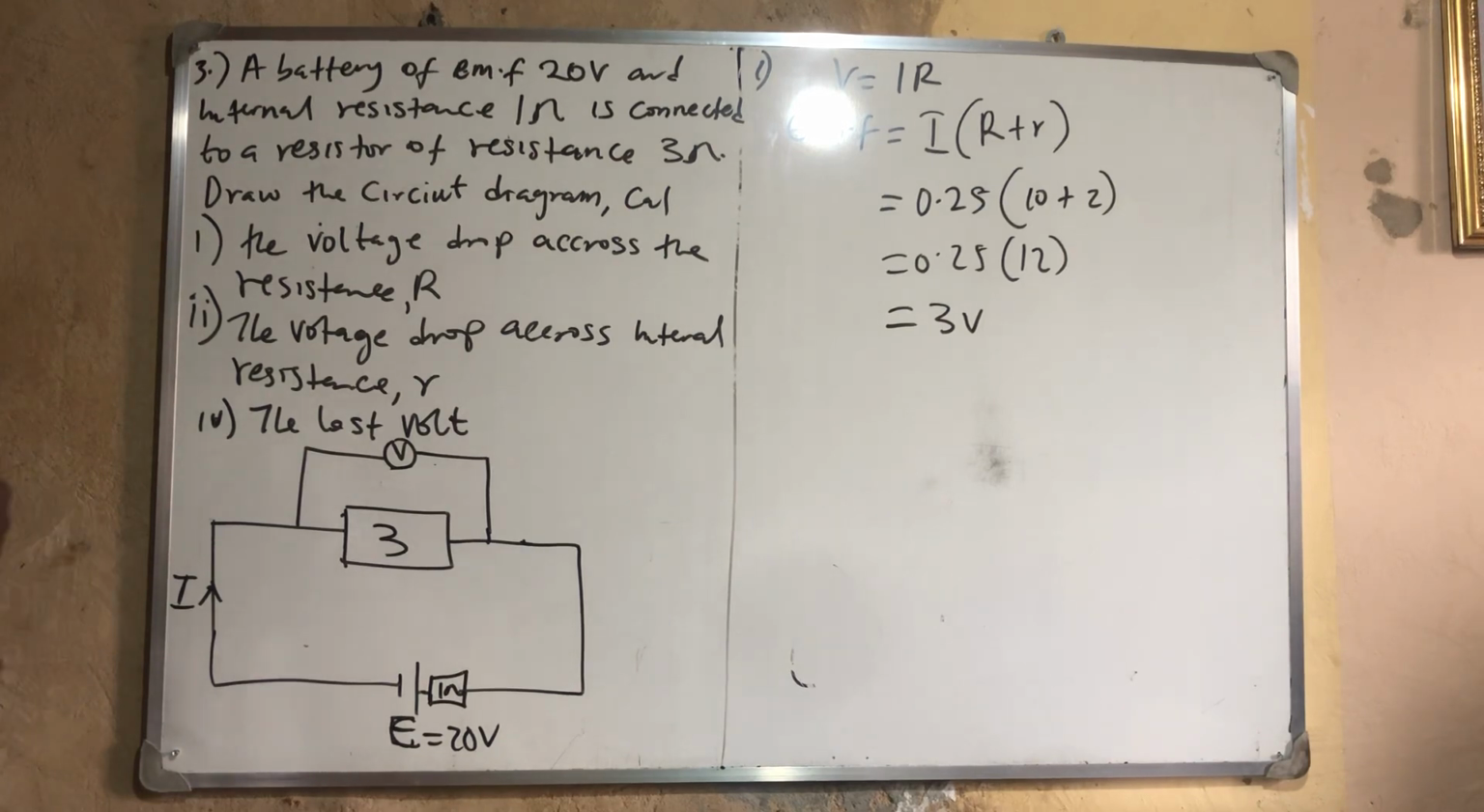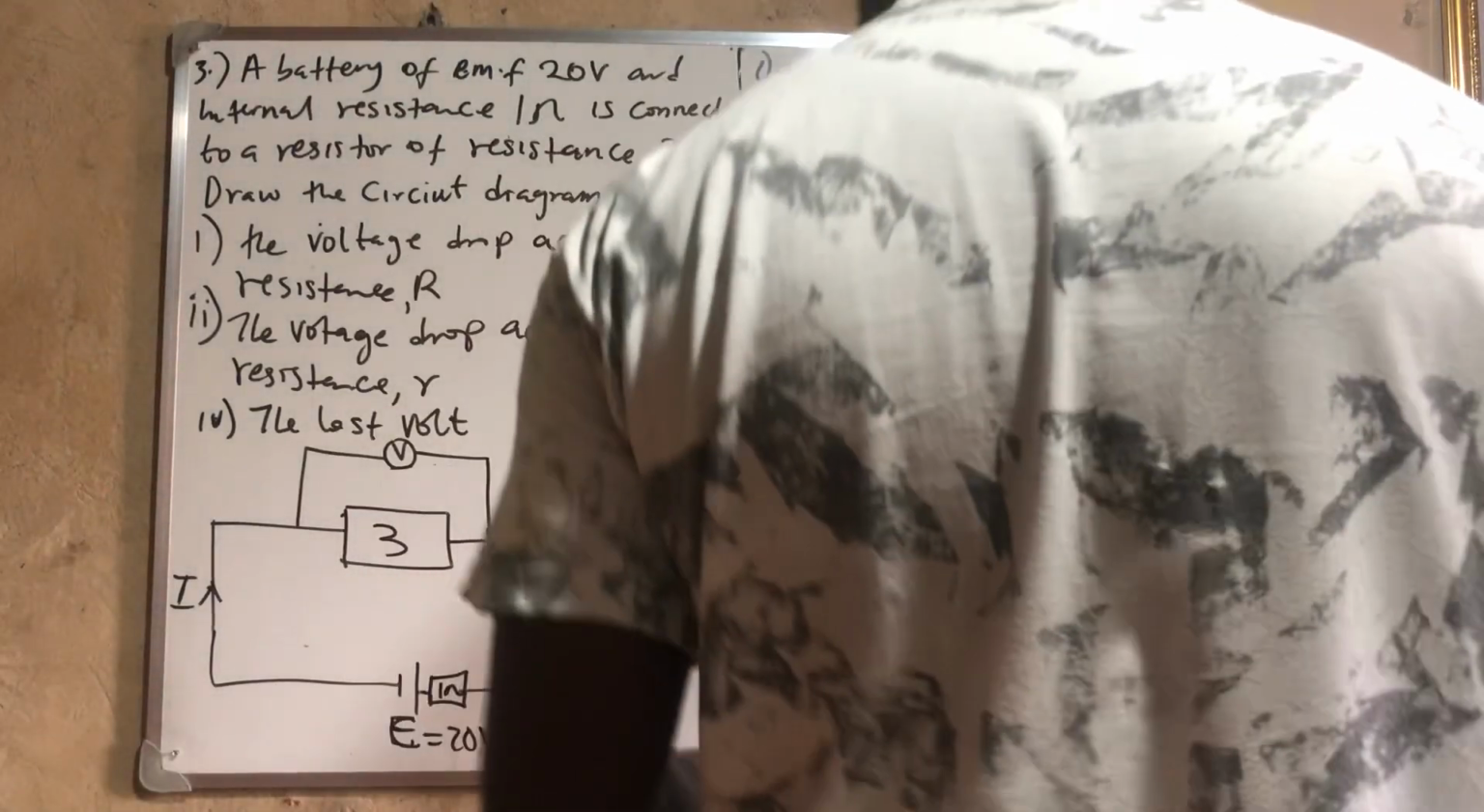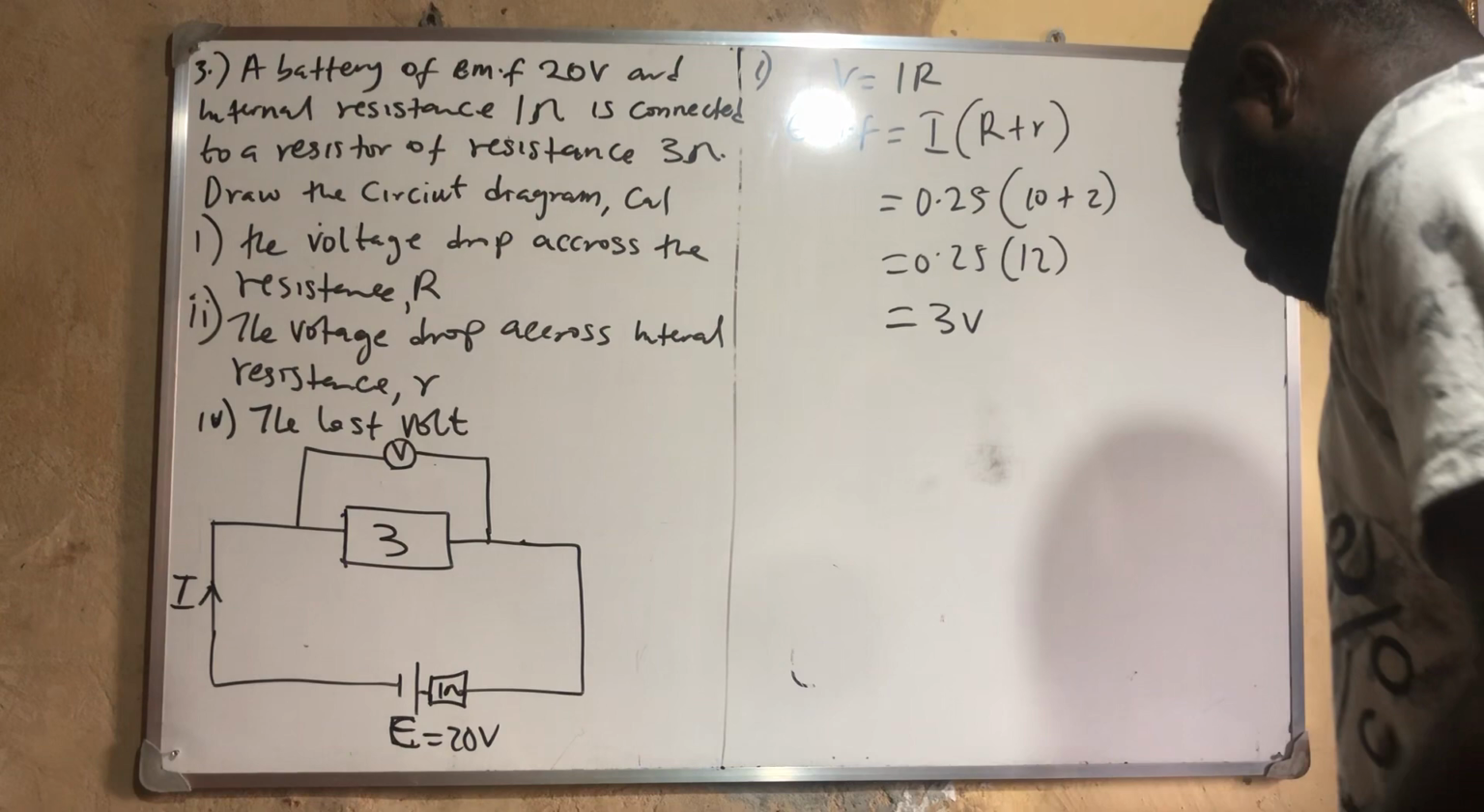And what current is flowing there? Were we told the current? Okay, we are not told the current that is flowing there. So the next thing we were asked to find is the voltage drop across the resistor R.